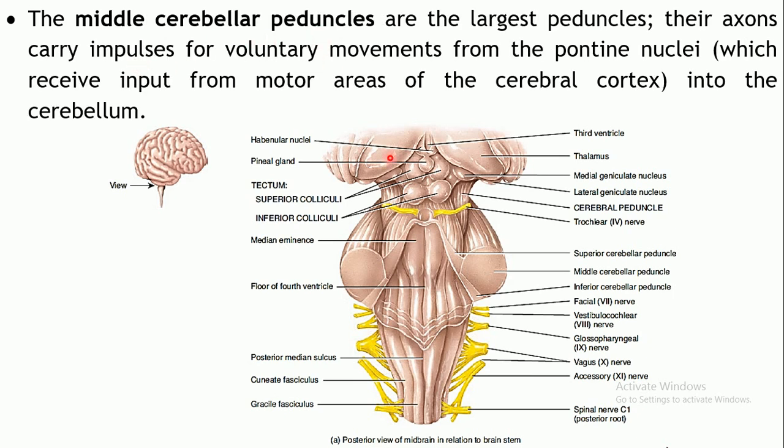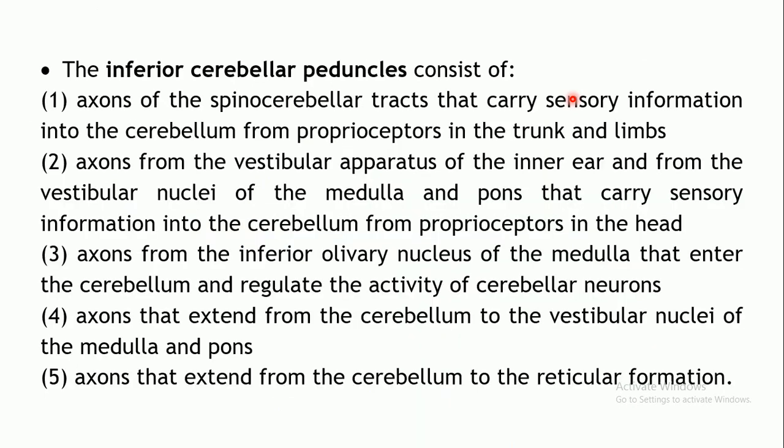Then the middle cerebellar peduncles. These are largest in size. So these axons carry the impulses for voluntary movements from pontine nuclei. Pontine nuclei are present in the pons, right? So from here into the cerebellum. The inputs for pontine nuclei are received from the motor areas of the cerebral cortex. So for the coordination of the motor movements, voluntary movements, these axons pass through the middle cerebellar peduncle.